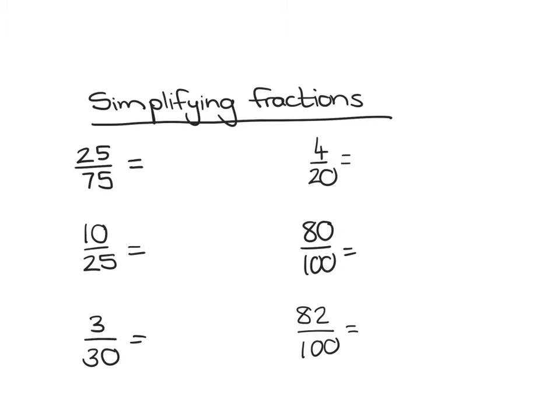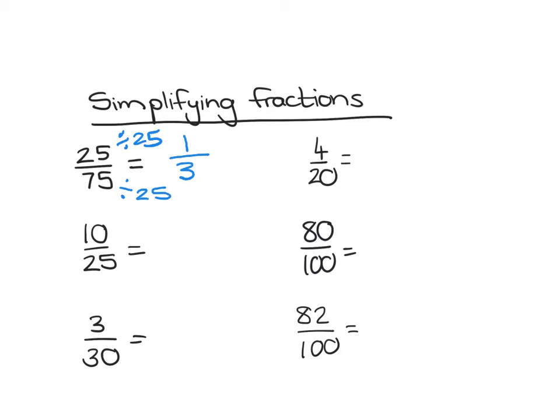When I look at this one, what would you divide 25 and 75 by? 25. So you want to go straight there. Divide by 25. That'll give me 1, and 75 divided by 25 will give me 3. Now the moment I have a 1 at the top, I know I'm sorted. It won't go any further. How about the next one?